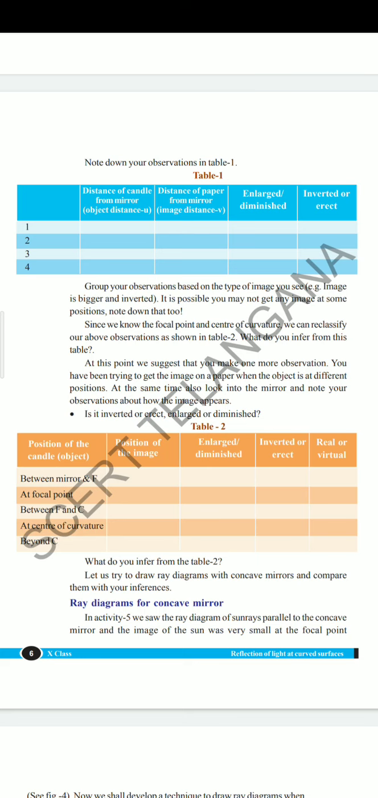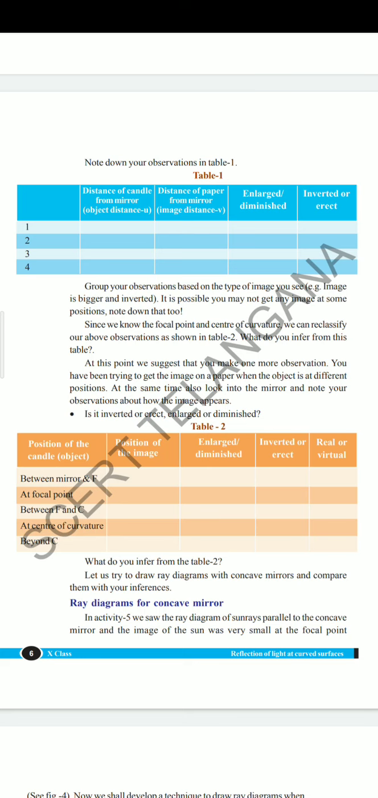Position of the candle, that is object. Position of the image, enlarged or diminished, inverted or erect, real or virtual. Position of the candle between mirror and F at focal point, between F and C at center of curvature, beyond C. What do you infer from the table 2?